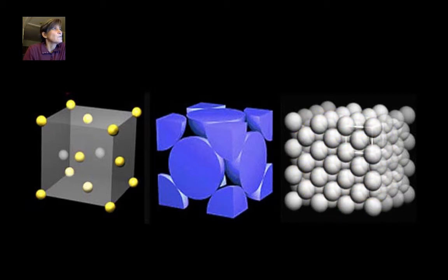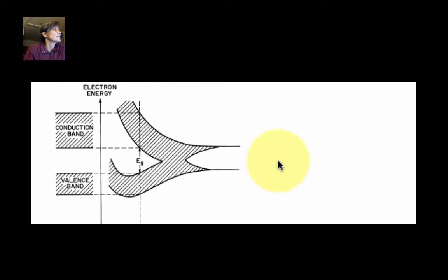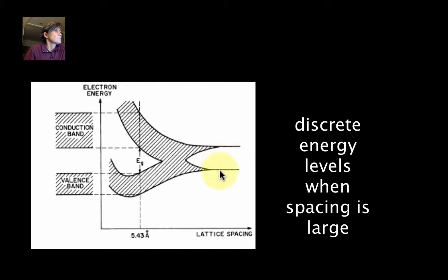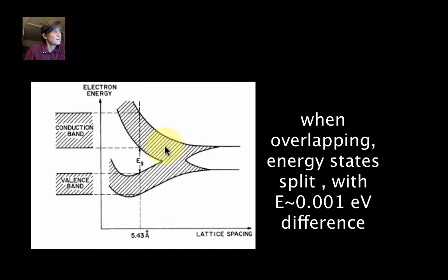Well, you end up with something a little bit like this, where these once discrete states begin to create a whole series of different energy states that are possible, separated by a very small amount of energy, maybe 0.001 electron volts, just a very small amount, creating a kind of band, a continuous band of energy states.